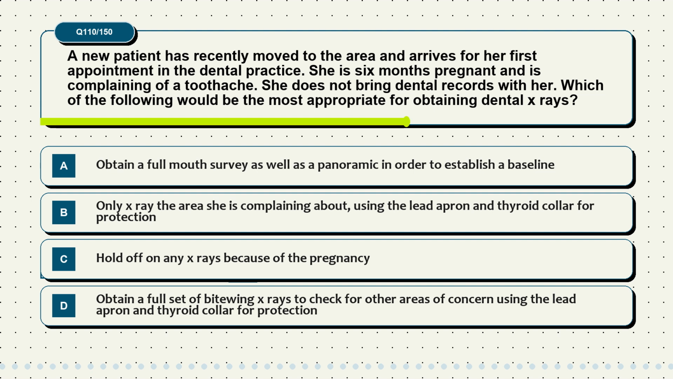area she is complaining about, using the lead apron and thyroid collar for protection. Option C. Hold off on any X-rays because of the pregnancy. Option D. Obtain a full set of bite-ring X-rays to check for other areas of concern using the lead apron and thyroid collar for protection.